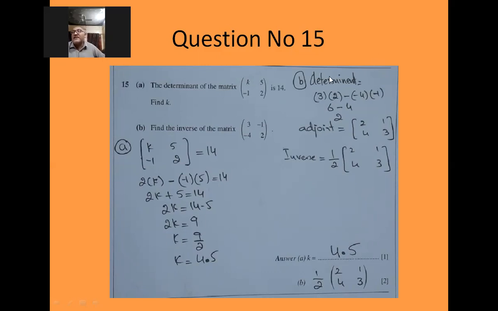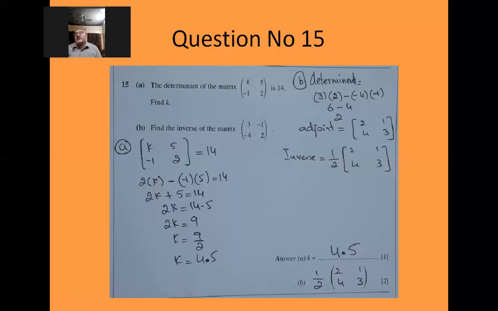Hopefully you understand this. Then we have to find the inverse of this matrix. First of all, I will suppose it is A. I will find the determinant. The determinant will be 3 times 2, 6, minus 4. So 6 minus 4 will be 2. So this is the determinant, that's 2. Then we will find the adjoint.